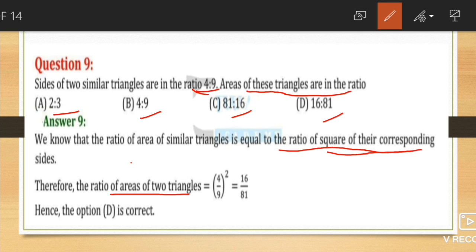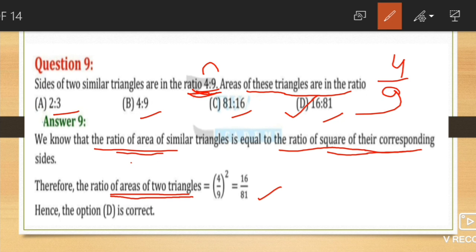The ratio of their corresponding sides is already given, and that is 4 by 9. That means I have to square this ratio. So the ratio of the areas of the two triangles will be 4 by 9 whole squared, that is 16 by 81. So option D will be correct. What I said, the ratio of the corresponding sides is already given as 4 by 9, and by this statement you can say that the ratio of areas is equal to the square of the ratio of corresponding sides. So that's why I am getting 16 by 81.